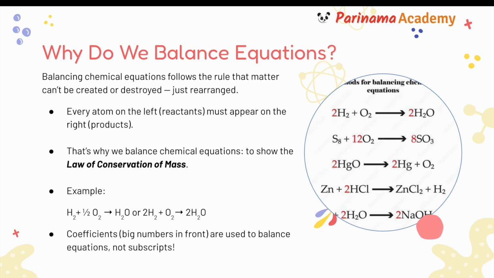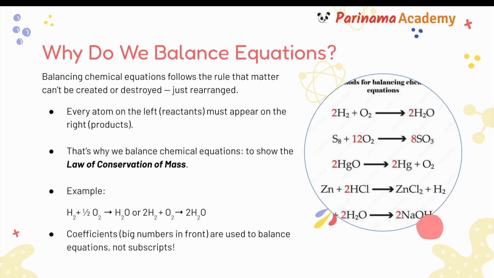Balancing chemical equations follows the rule that matter can't be created or destroyed, just rearranged. Every atom on the left, reactants, must appear on the right, products. That's why we balance equations, to show the law of conservation of mass.